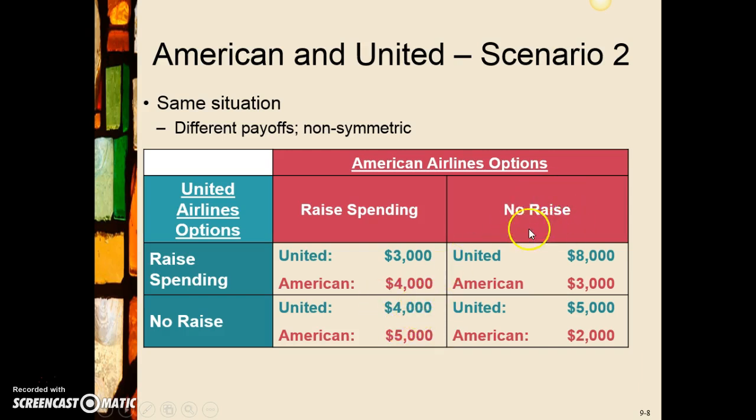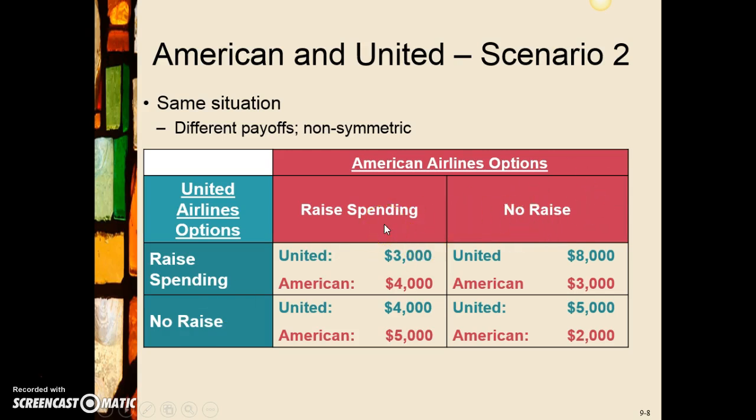And alternatively, if they knew that American was not going to raise their spending, they could raise and get $8,000 or not raise and get $5,000. So in this case, $8,000 is bigger than $5,000. So if American doesn't raise, United would raise. And if American does raise, United would not raise. So as you can see here, United no longer has a dominant strategy. They no longer raise spending regardless. In this case, if American's going to raise, they won't. And if American doesn't, they will.